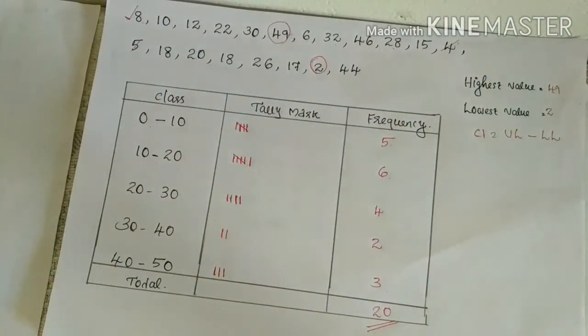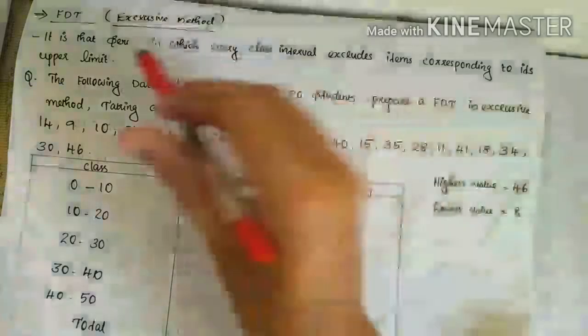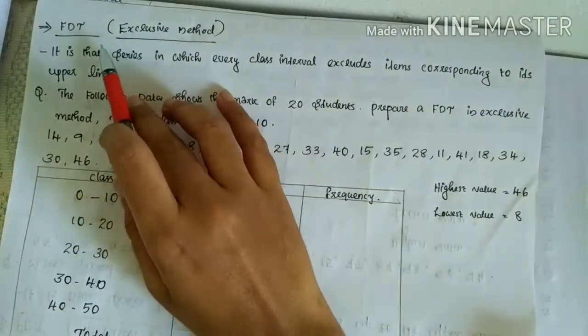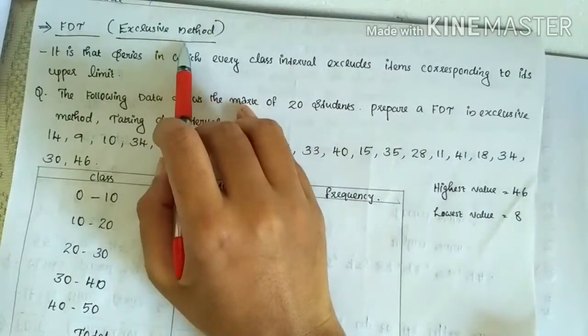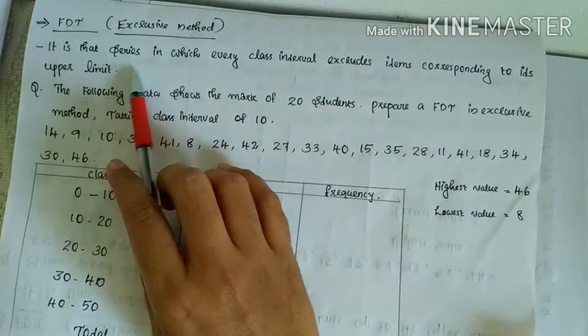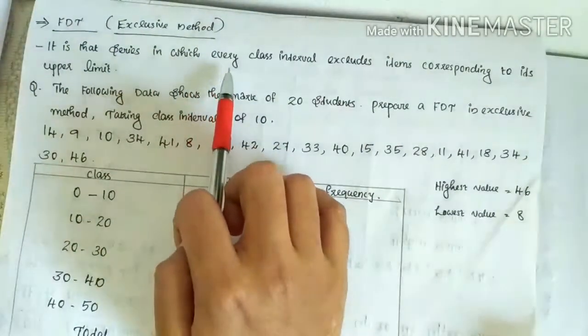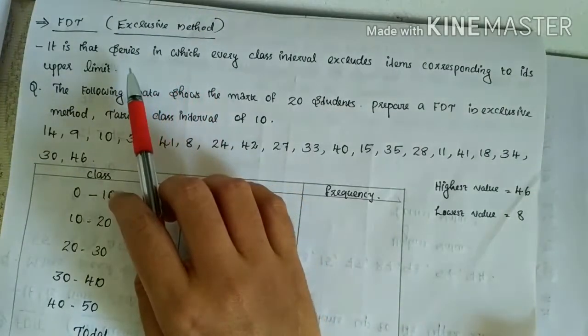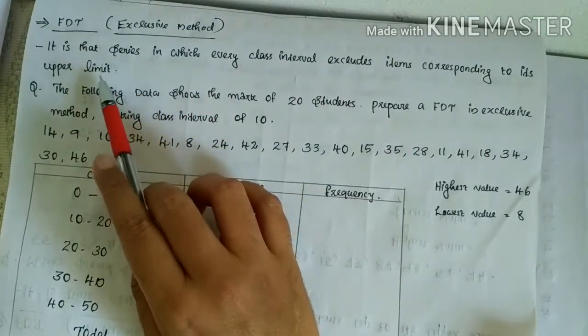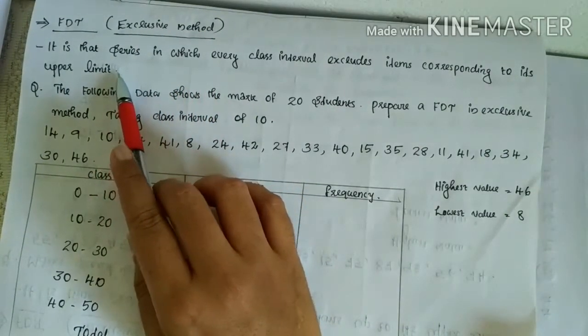The next type of frequency distribution is the frequency distribution table in exclusive method. It is that series in which every class interval excludes items corresponding to its upper limit.